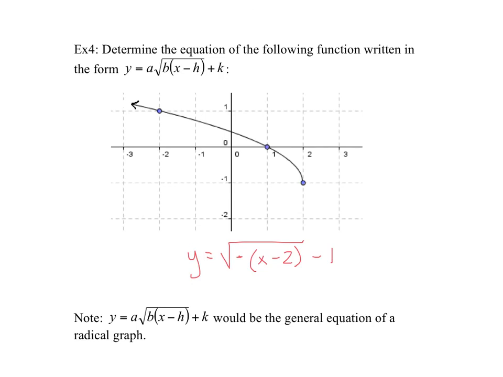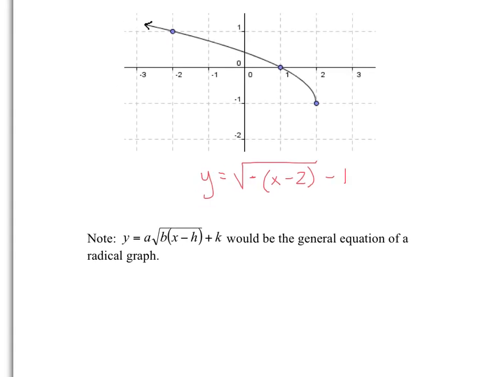Maybe you recognize that or not. Okay, and just note, as final note here, this equation here, y equals a square root of b x minus h plus k, that would be the general equation of a radical graph. A, b, h, and k would be the transformations on it. Very, very similar to what we did in the transformations unit.